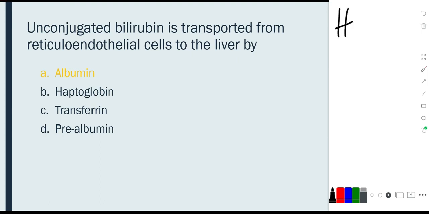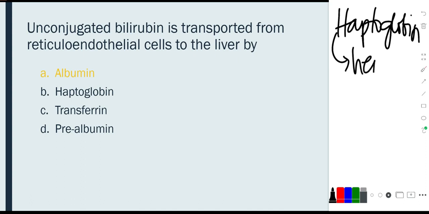For your haptoglobin, this on the other hand is the one which transports your free hemoglobin. Again, this is the carrier particle for your free hemoglobin. Usually, your haptoglobin increases in concentration during intravascular hemolysis, wherein there would be increased concentration of free hemoglobin in the plasma. So just like your albumin, your haptoglobin will also deliver hemoglobin towards the liver where it would be further broken down.